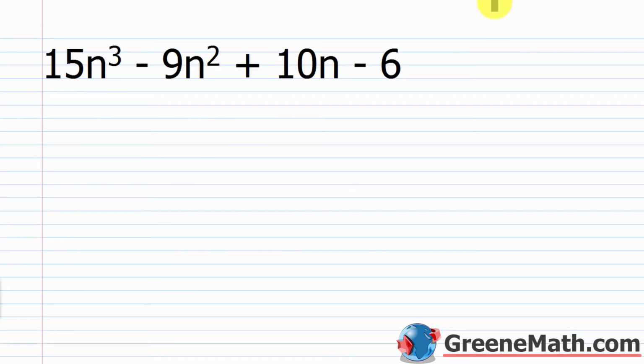All right, let's take a look at another one, and we'll speed through these now. So we have 15n cubed minus 9n squared plus 10n minus 6. So I always like to look at the way they're set up. I start out with these two and these two. So I'll say, okay, what could I pull out of here? Well, I could pull out a 3n squared. What could I pull out of here? Well, I could pull out a 2.